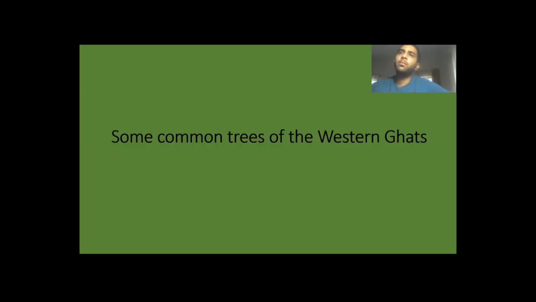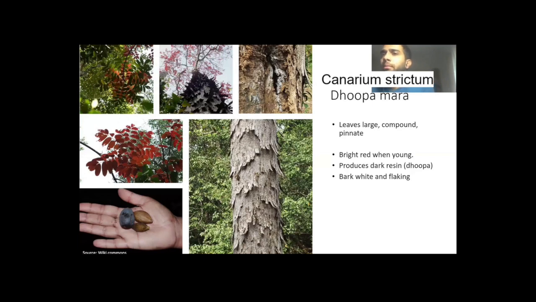So now that we've covered some types of structures and patterns in trees and leaves, we haven't spoken about fruits and flowers. That's a lot more detail. Let's look at some common trees of the Western Ghats and see if we can find these shapes and patterns in them. So this is Canarium strictum, which is the Dhupa Mara. Many of you might already know about this plant. The dhupa is extracted, and it's this black resin, and they use it for pujas, for purifying the air in your home. They put the resin on hot coals, and it produces a strong fragrance.